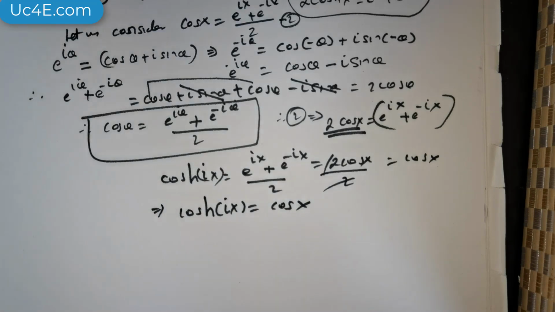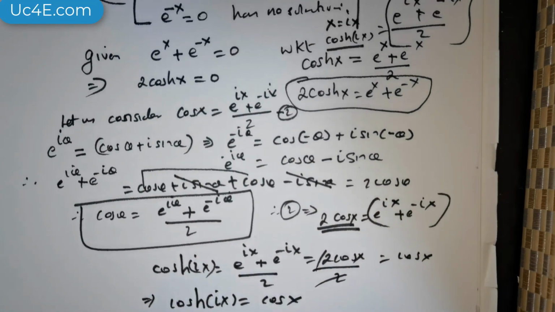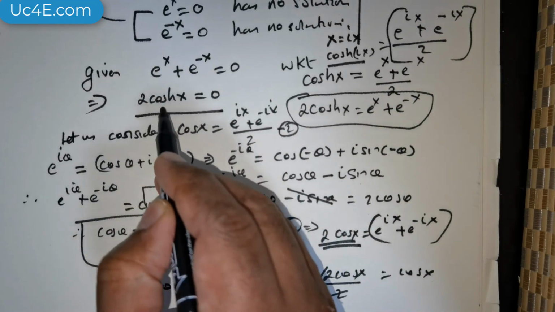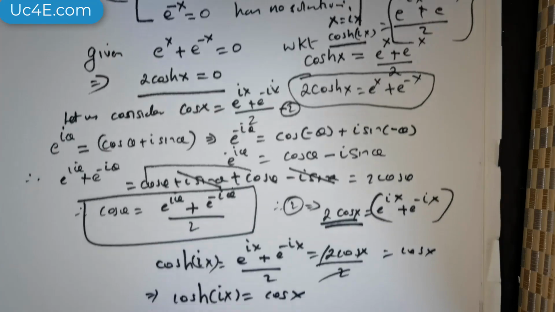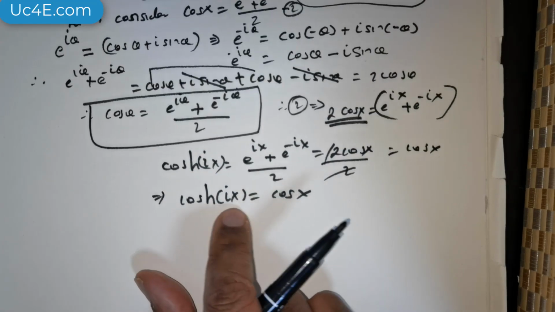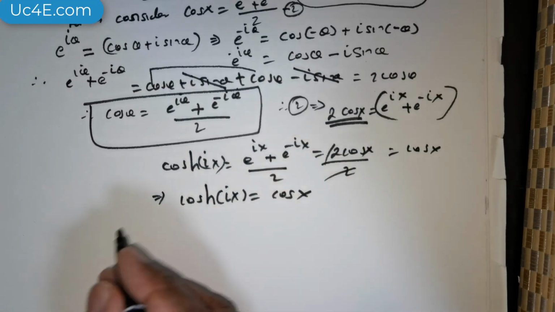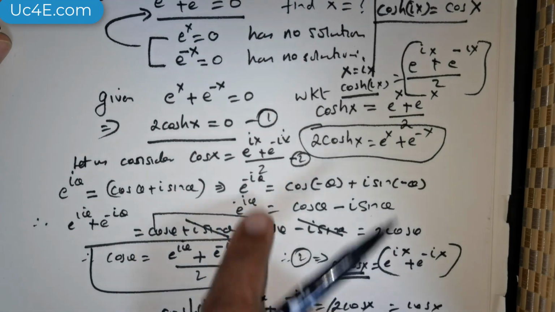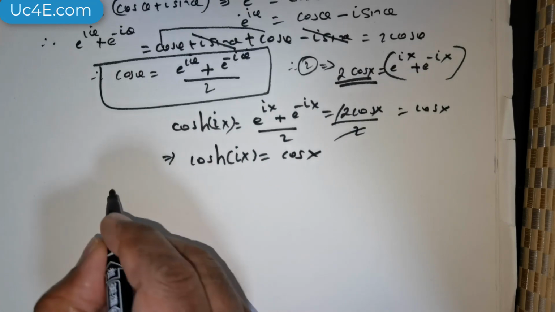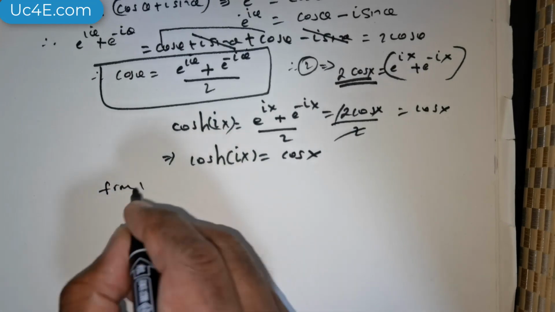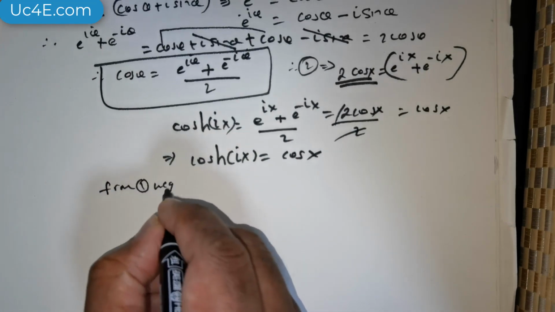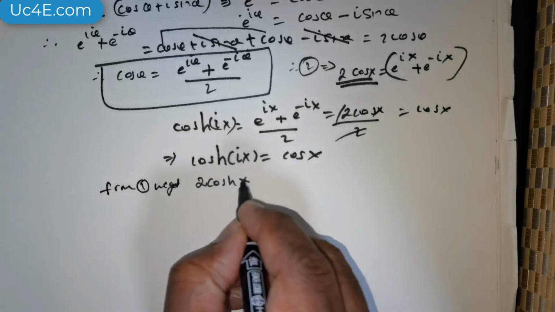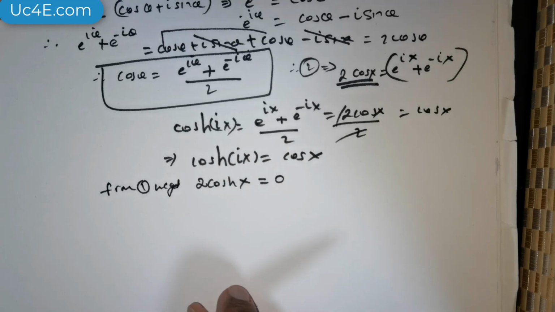Now moving on. Now just consider the original situation. From here I have got 2 times cos x is equal to 0, but I have a representation that cos of ix is equal to cos x. So let me write the situation here. From 1 we got 2 times cos x is equal to 0.